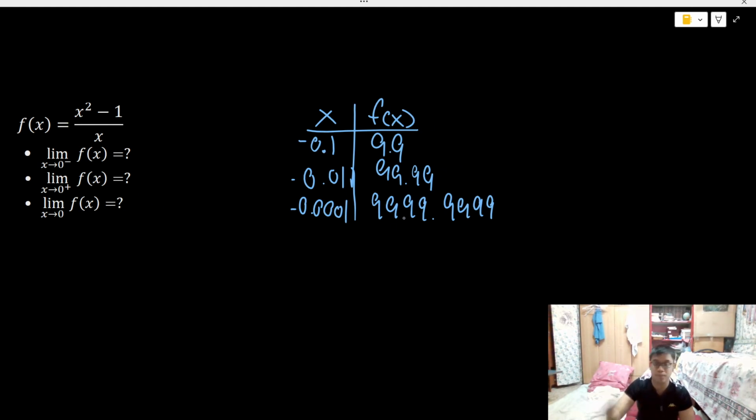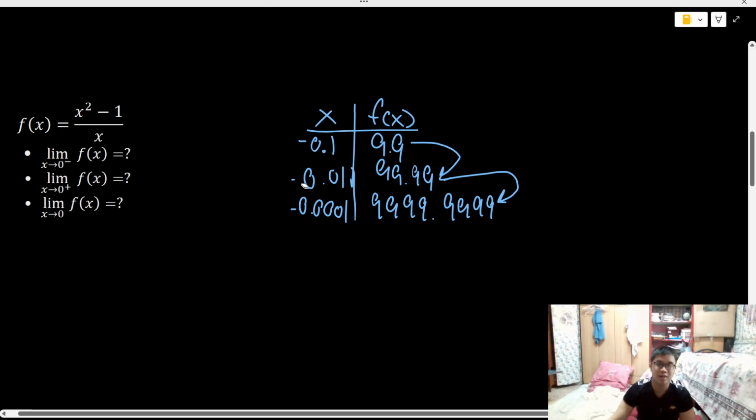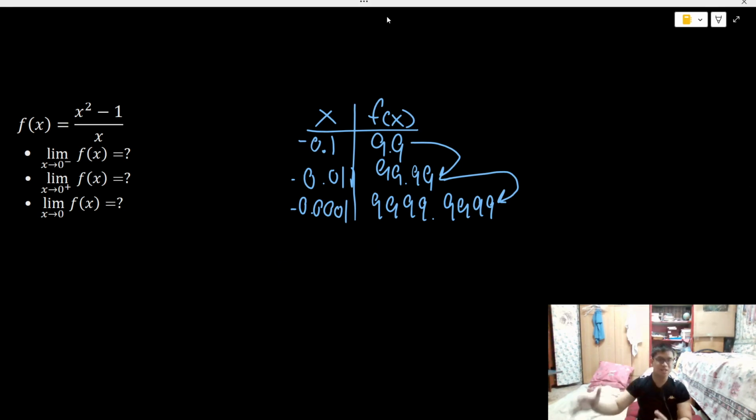and these results do not approach one value. Rather, it's increasing from 9.9, 99.9, 9999. And if we even try to substitute a closer value, I expect that it would be more than thousands. It could be 100,000, it could be a million. So it's increasing positively. So it's going to infinity, right? Positive infinity.